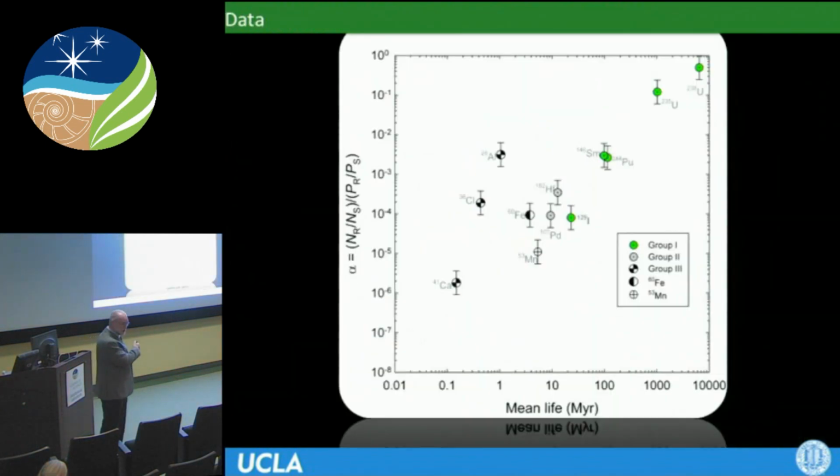So these are the data. This is the crux of the talk. So if anyone has any questions about these data or how we get them and so forth, you can ask me now because I want you to understand what we're talking about.